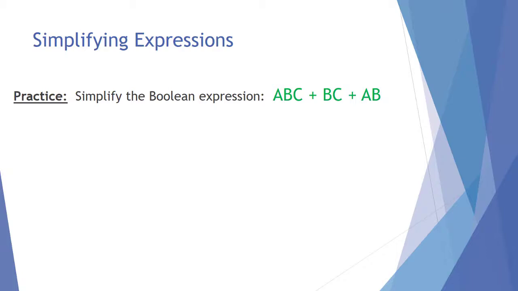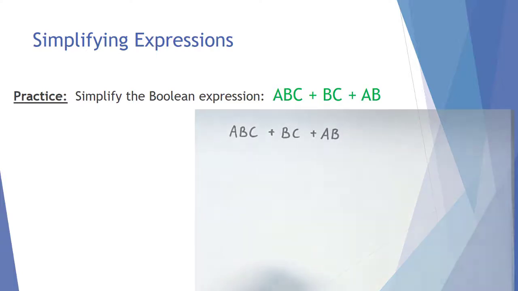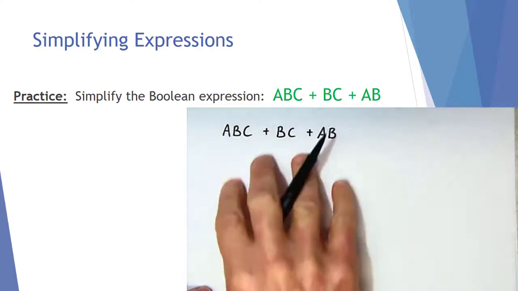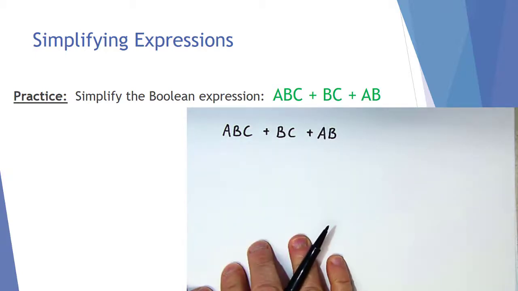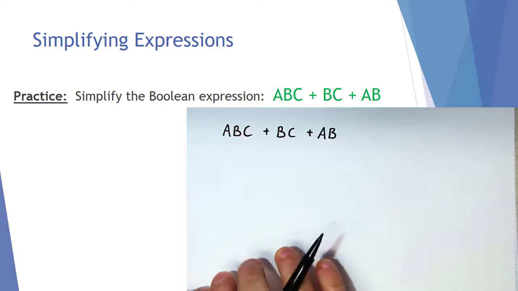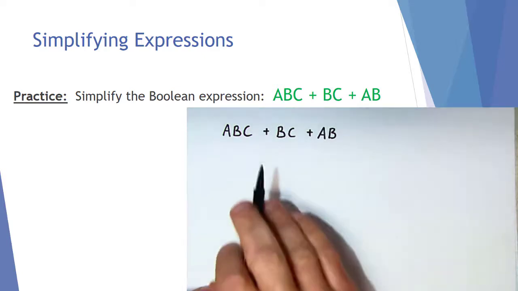Okay, I'd like you to take a shot at this one. This is a practice problem. See if you can simplify ABC plus BC plus AB using the Boolean properties. Unpause to see if your solution matches the one I come up with. Okay, well, the way that I'm going to do this isn't the only way to simplify this, but we should all get the same result. So you might use a different set of simplification steps, but hopefully we end in the same place here.